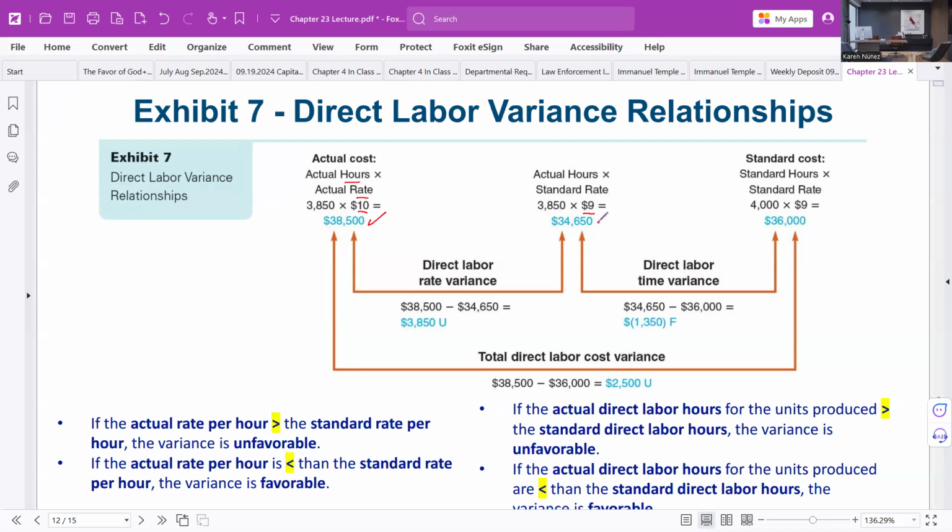38,500 minus 34,650 gives us this unfavorable labor rate variance. The labor was too expensive. It cost $1 more an hour than it should have.